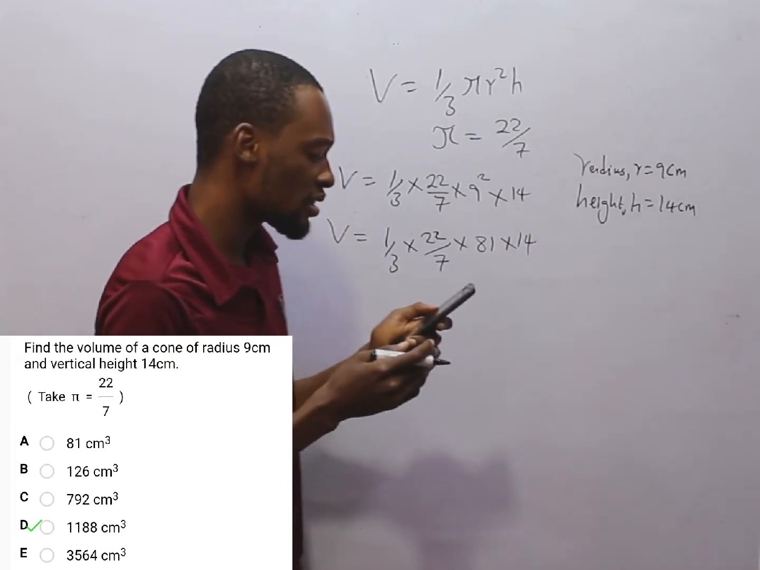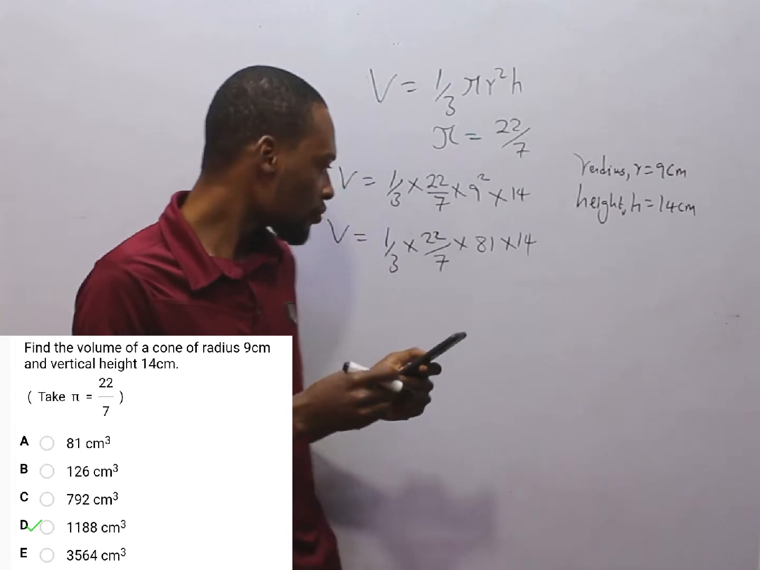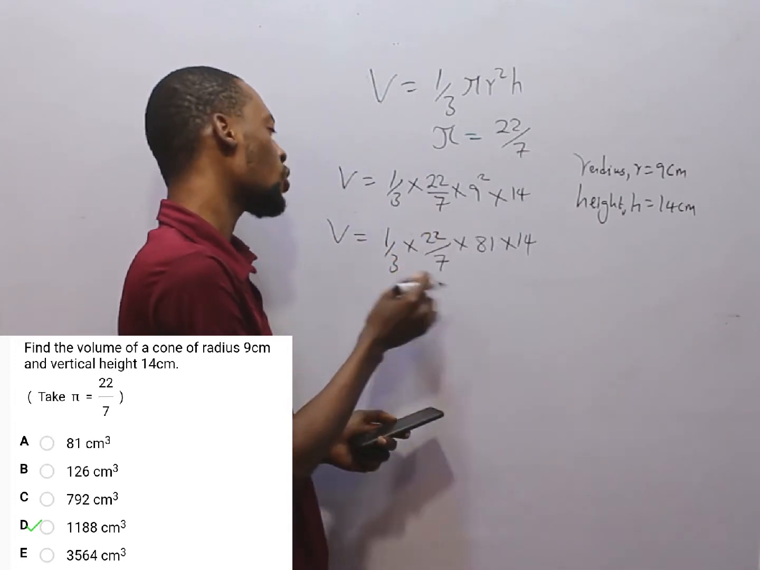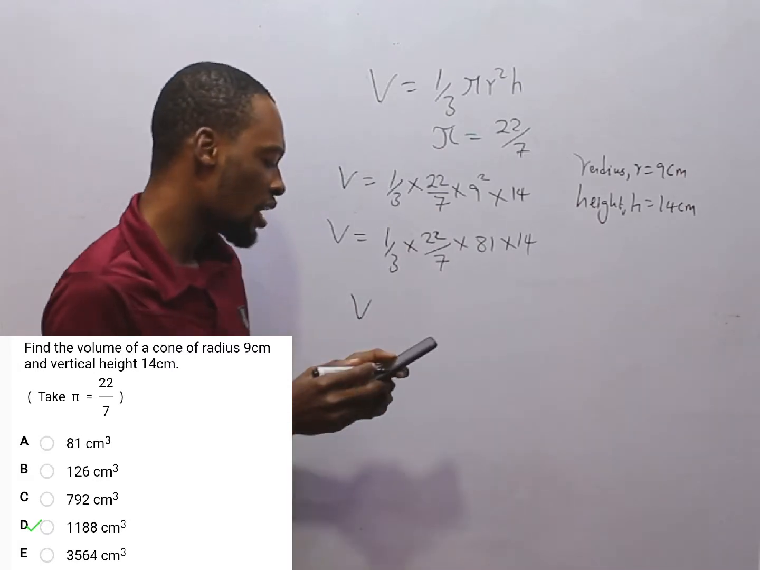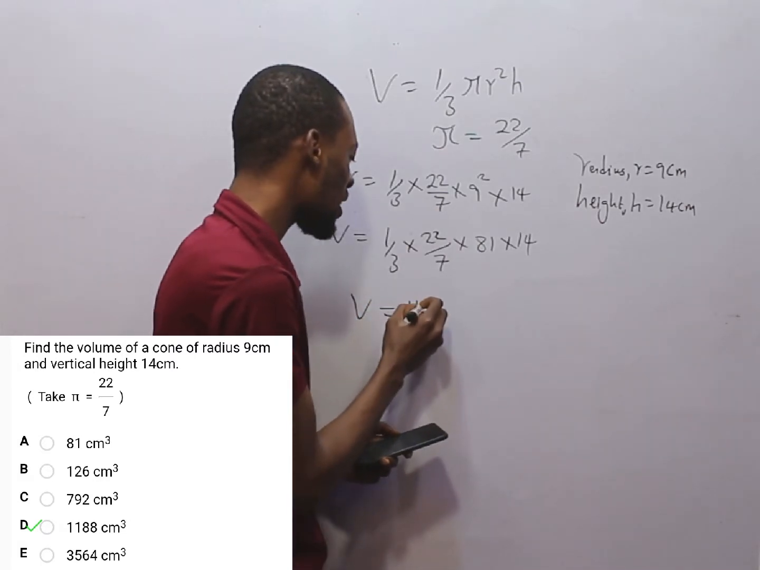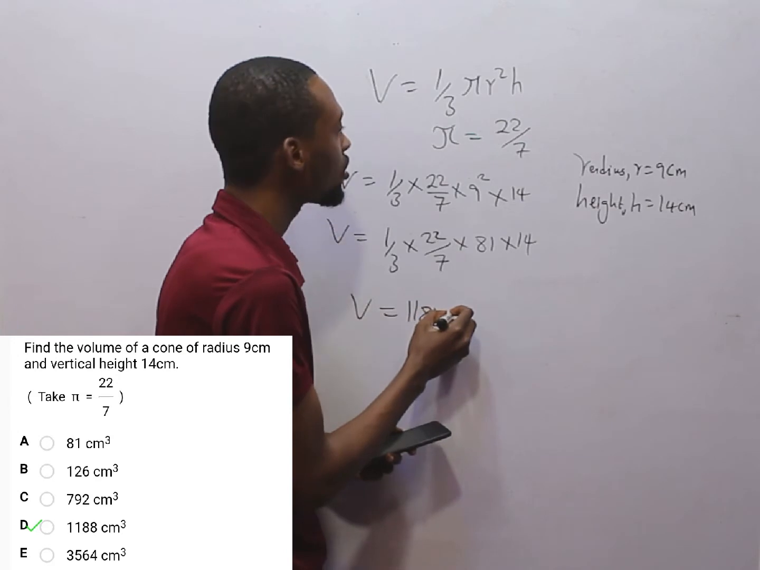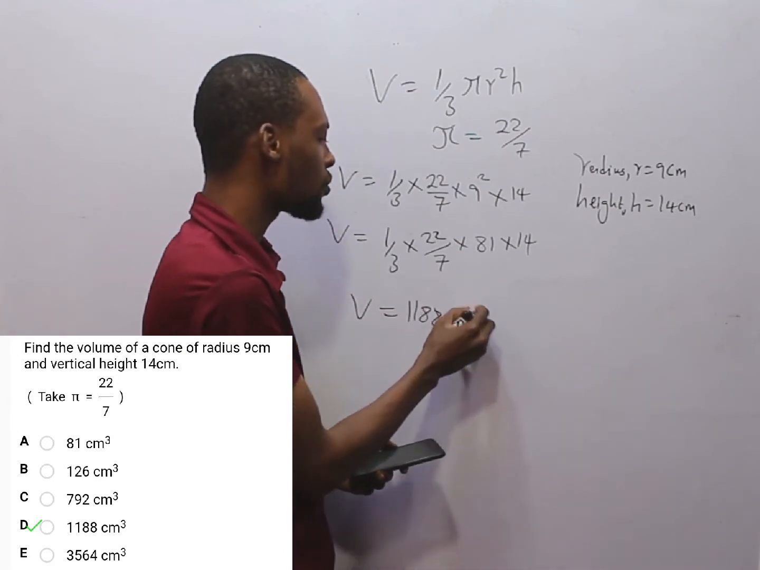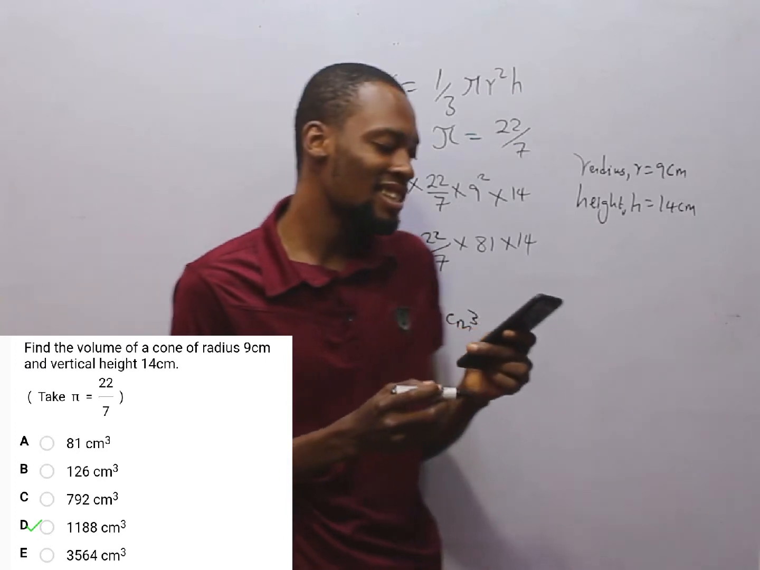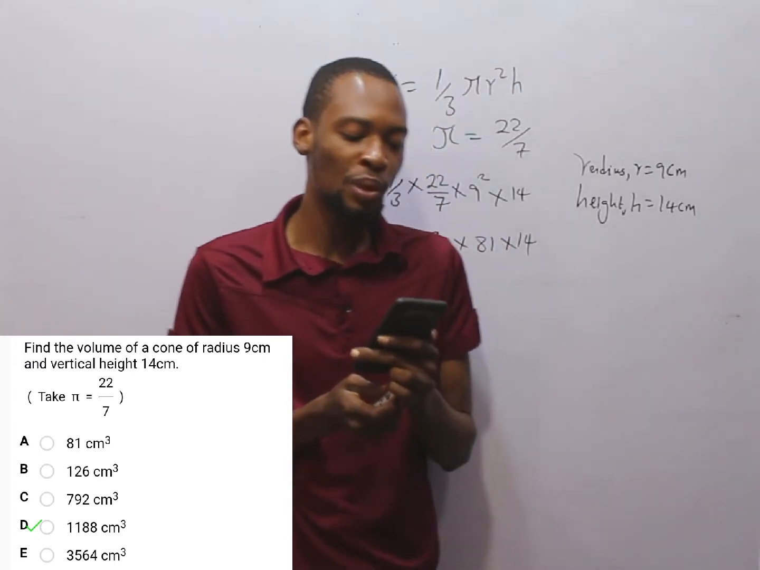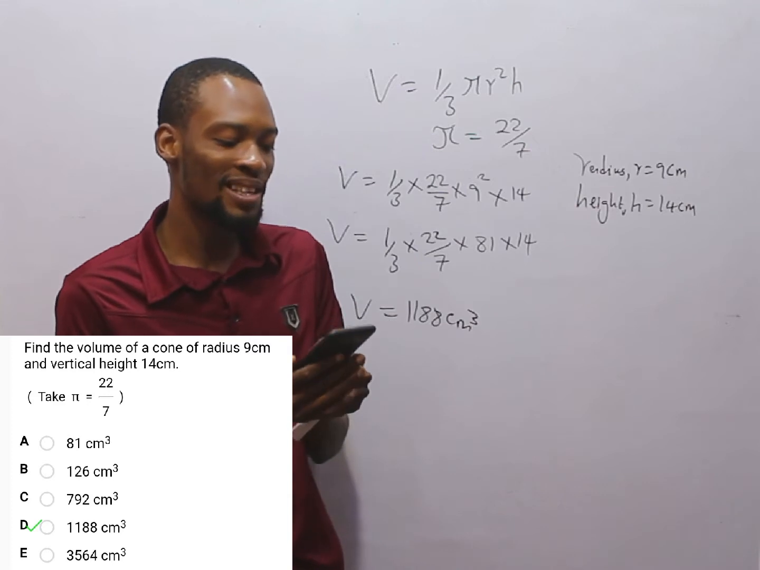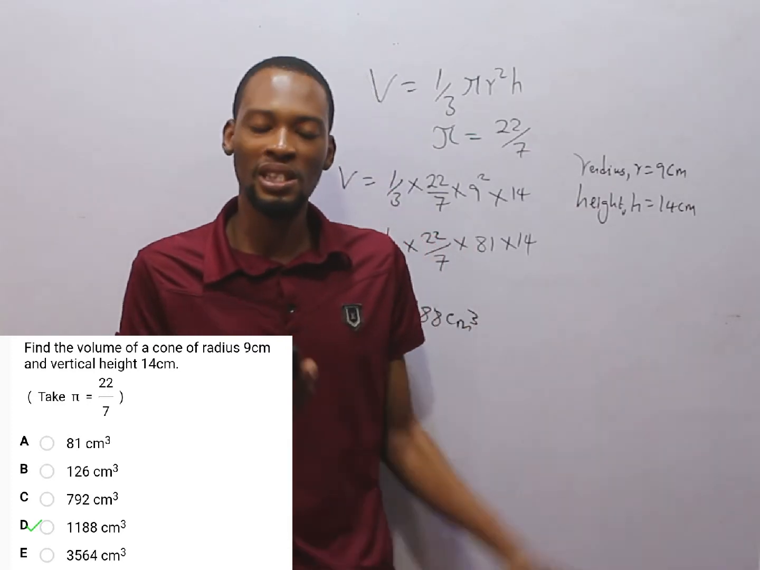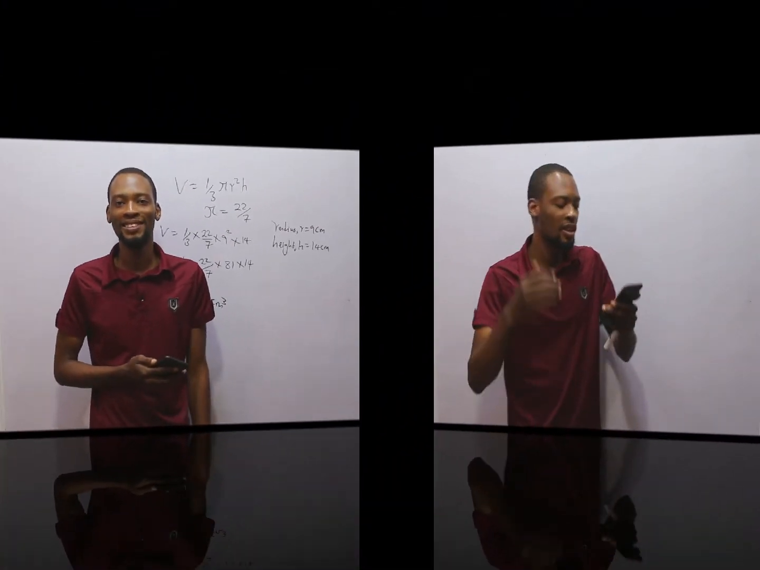9 squared is 81. You can solve this in different ways. You can decide to break them down, or you multiply directly. Anyhow you do it, you should get 1188 centimeter squared. Cube rather, volume is in cube. So 1188 centimeter cube is the volume of the cone of radius 9 cm and vertical height 14 cm. Look at the next question.